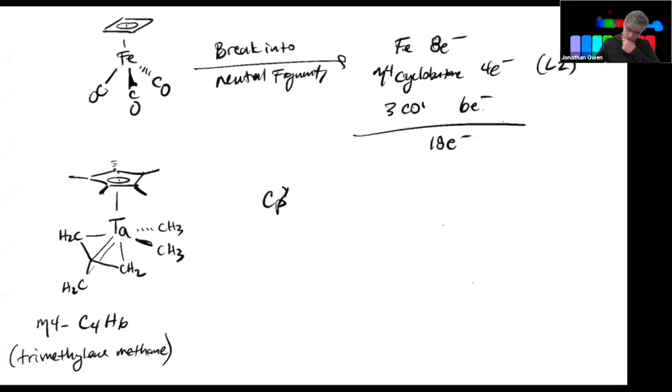We have what we call a Cp star ligand here. That Cp star is just a cyclopentadienyl ligand that has 5 methyl groups on it, one on each of the carbons. So this is still a 5 electron donor. Tantalum, 5 electron donor. We have 2 methyl groups. How many electrons per methyl? One each. Neutral fragments, so you have to cleave the bond in half in that case. And then what do we do with this η4 C4H6 thing? Any guesses?